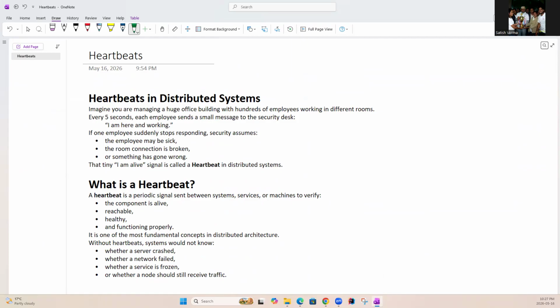So imagine you are managing a huge office building with hundreds of employees working in different rooms. Every 5 seconds, each employee sends a small message to the security desk: I am working. Okay, if an employee suddenly stops responding, security assumes the employee may be sick, the room is broken, or something has gone wrong. That tiny I'm-alive signal is called a heartbeat in a distributed system. Okay, so very important, right?